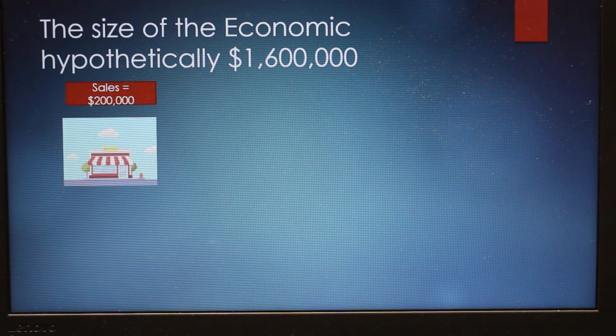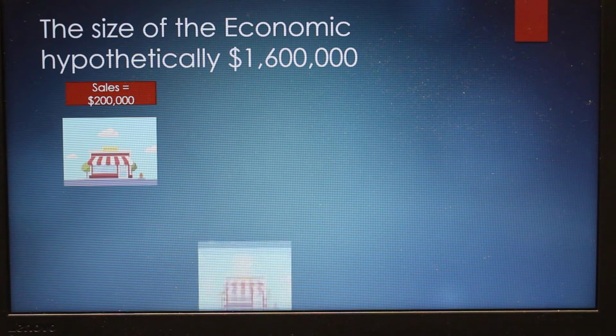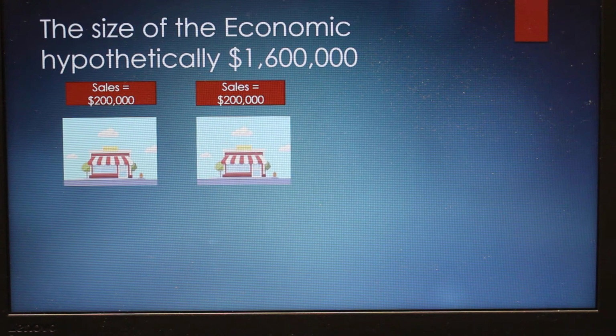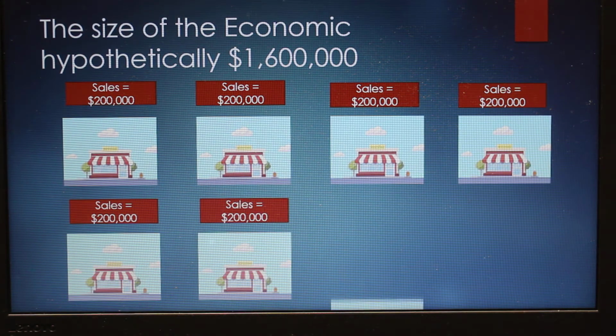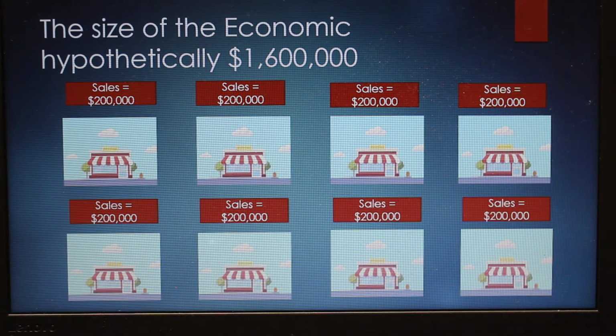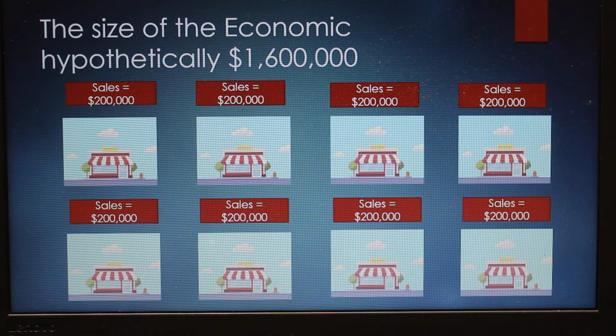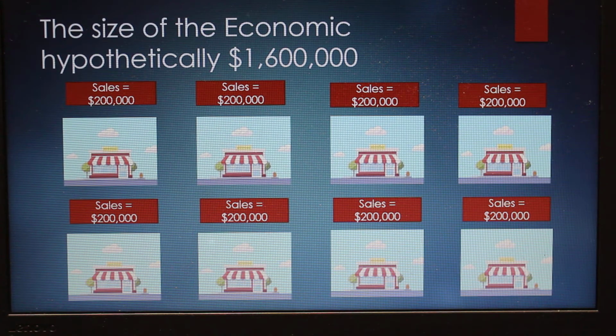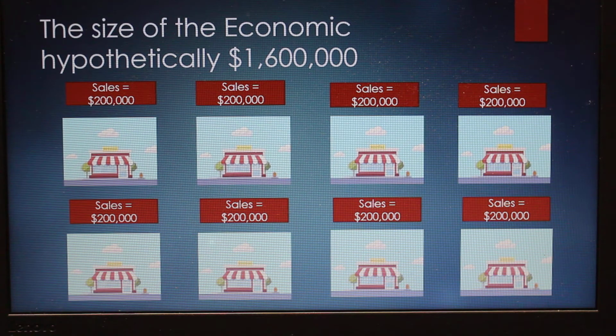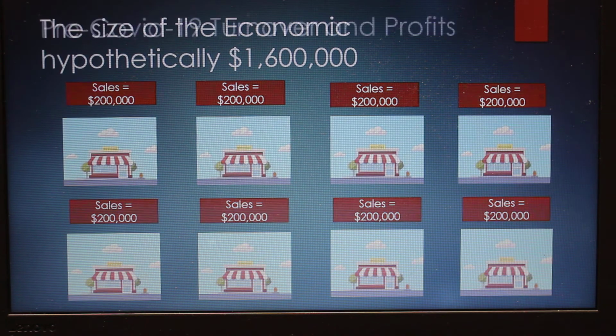Let's have a look at the sales of several businesses. So business 1 with sales of 200,000, business 2, 200,000, 3, 4, 5, 6, 7, 8 with 200,000 gives us a size of the business community of 1,600,000. So with all these businesses, the business economy hypothetically in this example is 1,600,000.